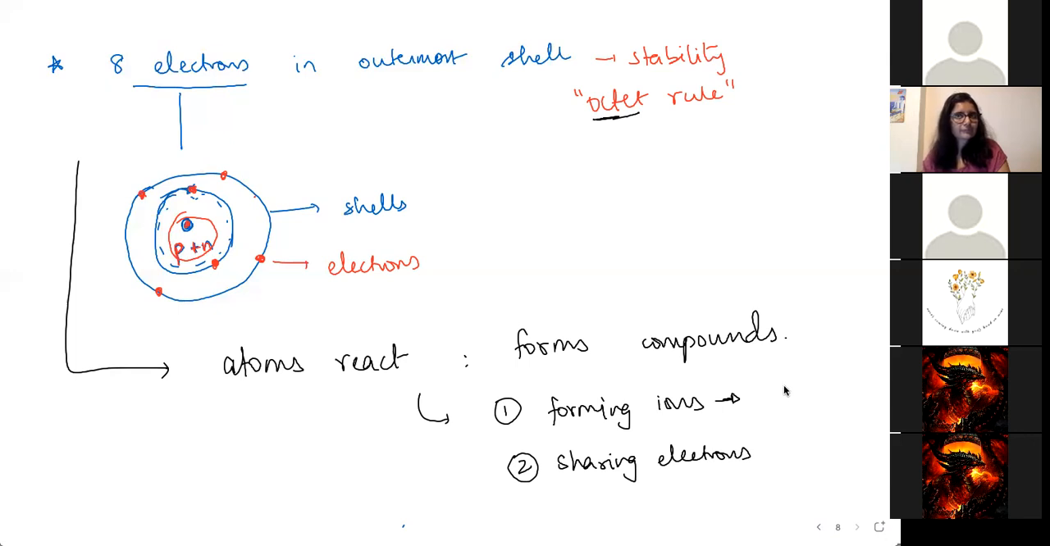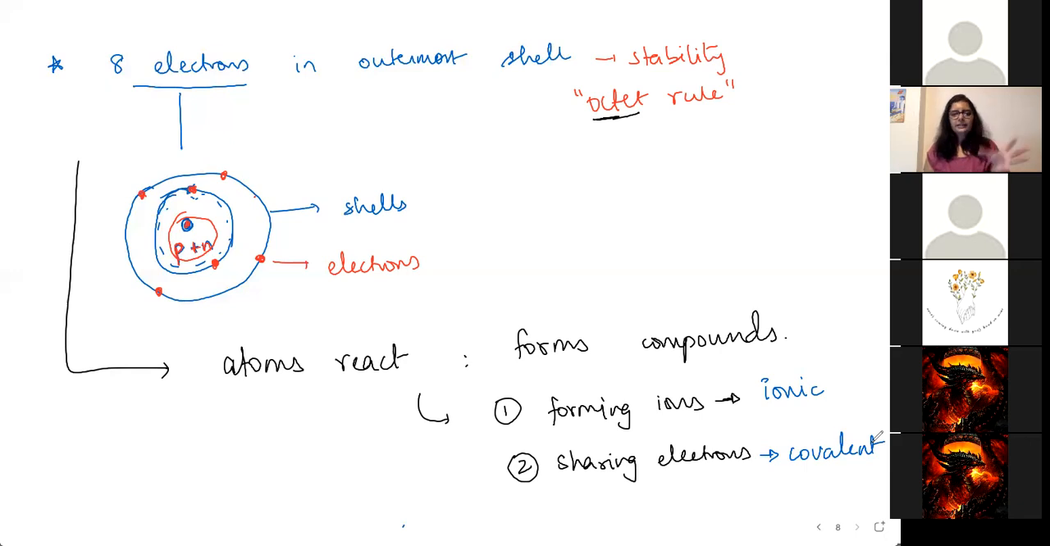No? Okay. So if the compound is formed from ions, that's called an ionic bond, and that compound is called an ionic compound. And if it's formed by sharing of electrons, it's called a covalent compound, and that bond.